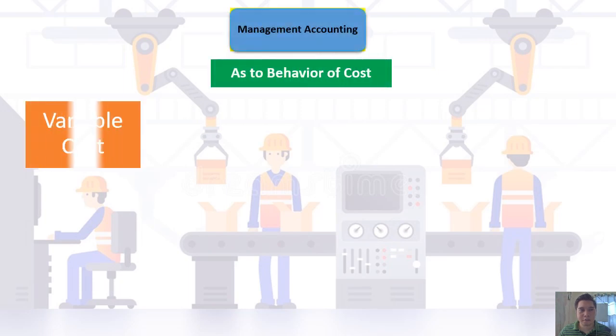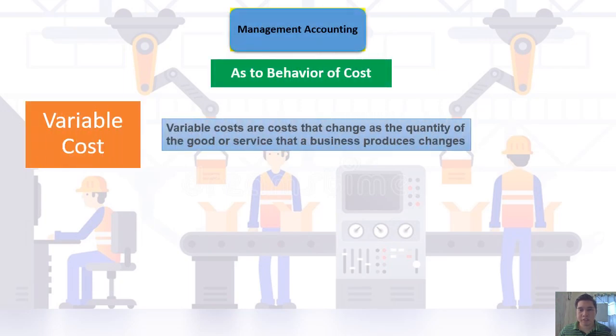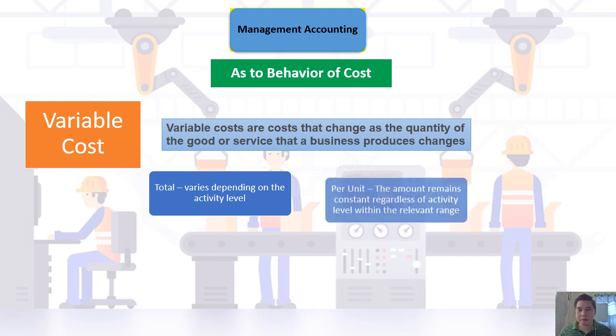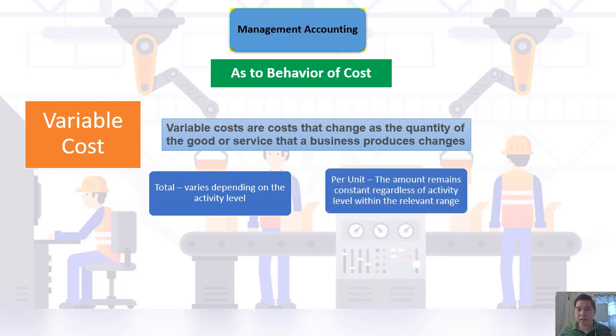We have the variable cost. Variable costs are costs that change as the quantity of the goods or service that a business produces changes. So as per total, it varies depending on the activity level. Pero po sa unit, the amount remains constant regardless of the activity level within the relevant range.